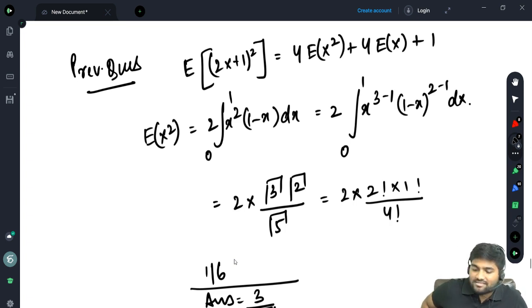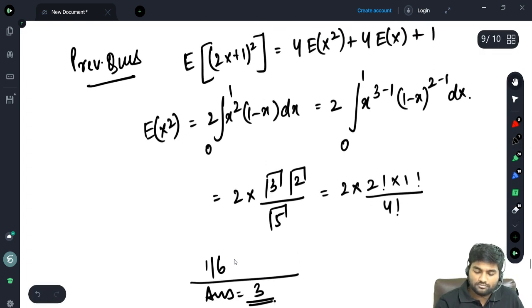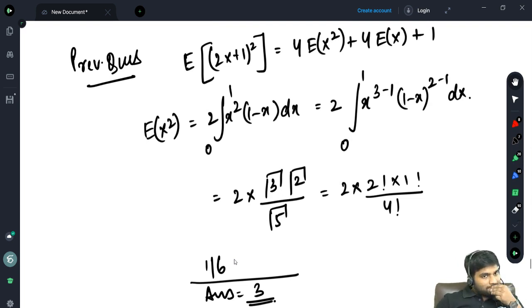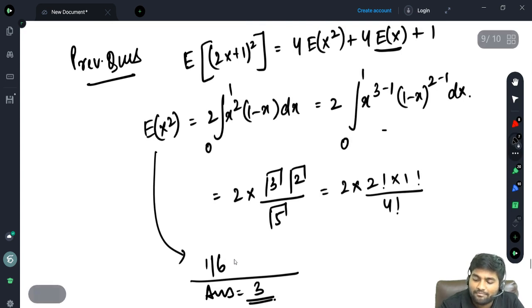Three is the final answer. What is the range in gamma integration? What is the range in beta integration? Remember this thing. No, this is the answer of expectation of x square. Now we will calculate expectation of x by using the same beta integration.